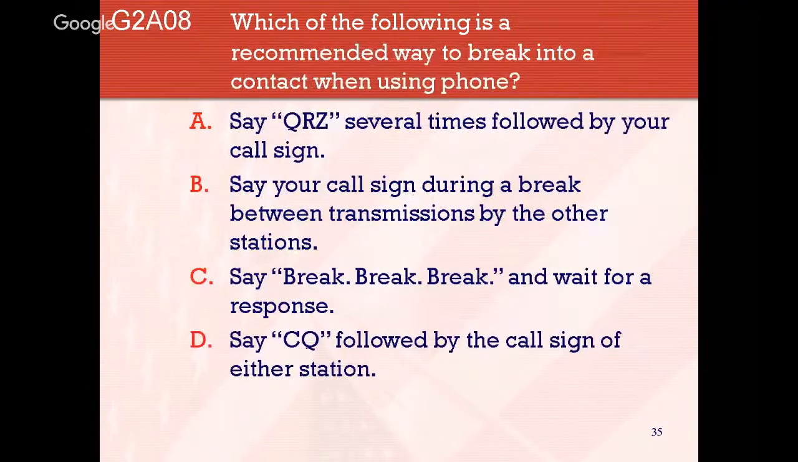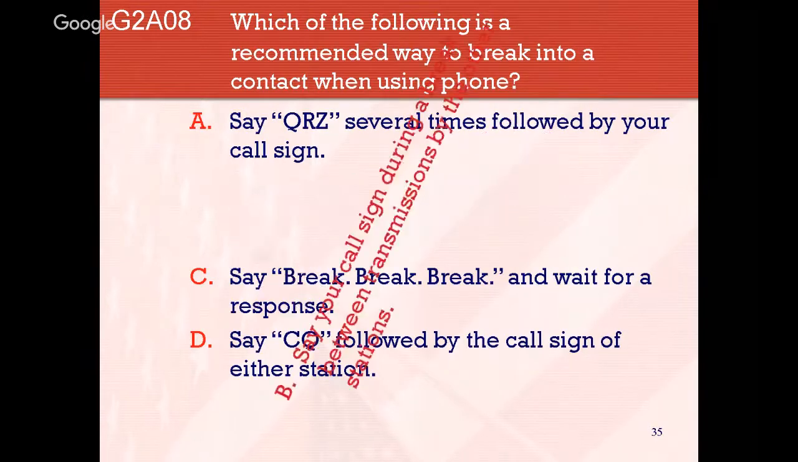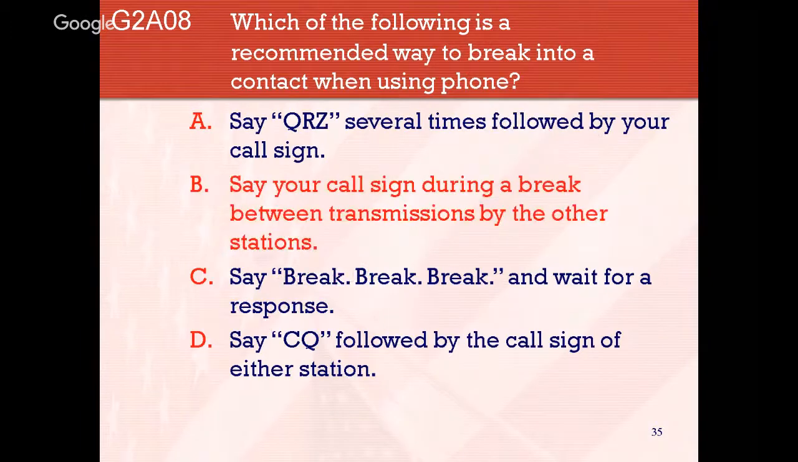Which of the following is a recommended way to break into a contact when using phone? Okay. Very simple. You're listening in on that conversation, and like we said earlier, you want to get in there, and all you're really going to do is, in a very friendly way, with a smile, say your call sign during a break between transmissions between the other stations.